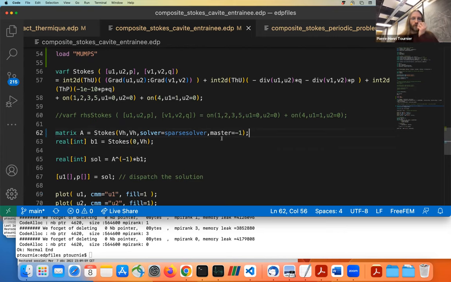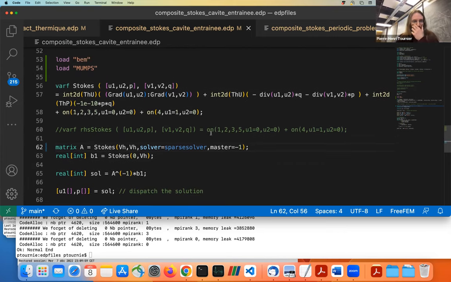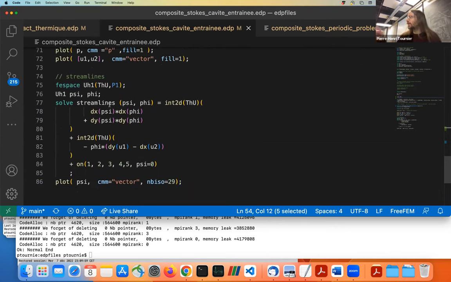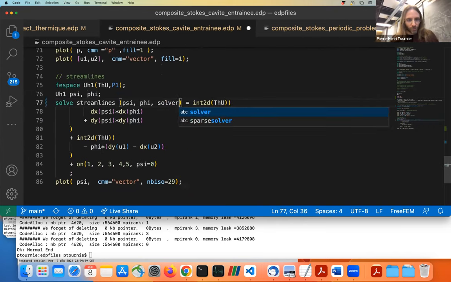Okay, and so now what if I want to use PETSc? So instead of MUMPS, I do this, and actually I can do the same here, because here for the streamlines you actually solve a problem. So I can actually do that, and this would also parallelize this problem.